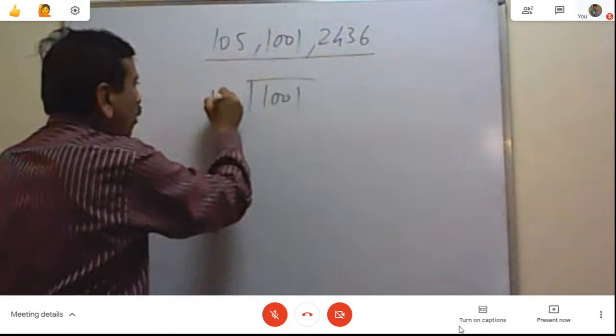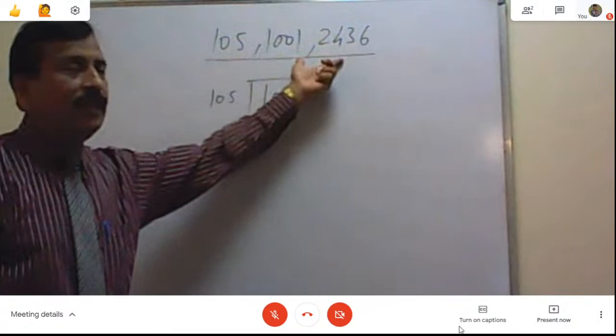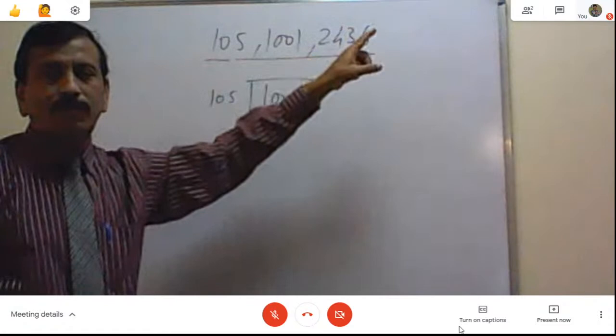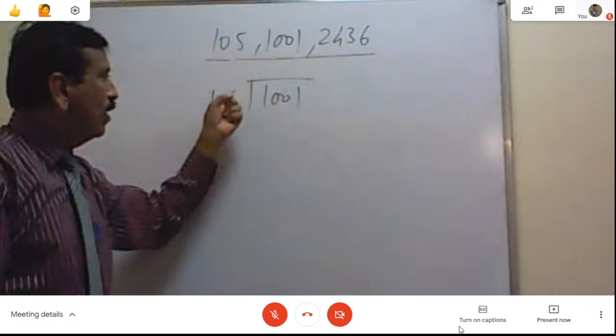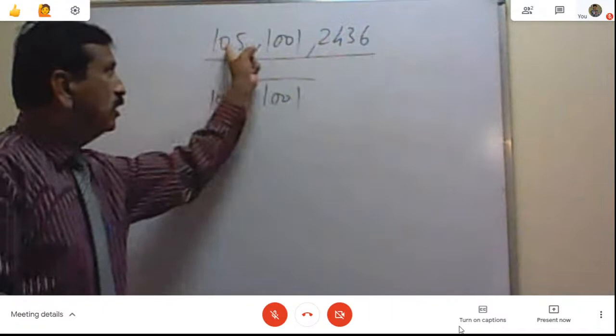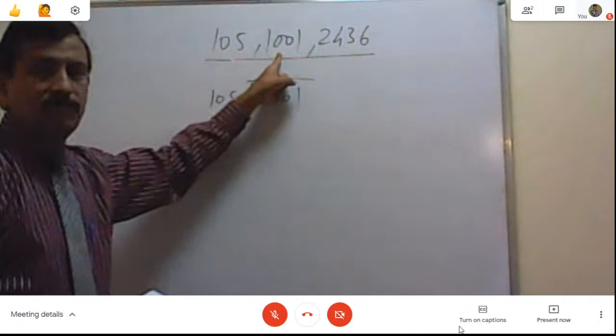1001 upon 105. I told you, what you do in such thing, either these two numbers or these two numbers or these two numbers. The first trick is closer numbers. These are closer numbers. So 1001 divided by 105. What we are doing? We are finding HCF of all the three numbers. Prior to that, we are going to find HCF of these two numbers. And with respect to that, we'll tackle the other one.